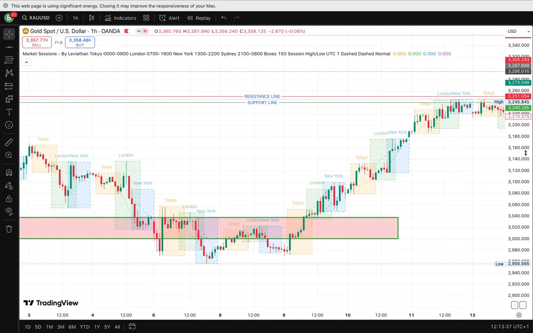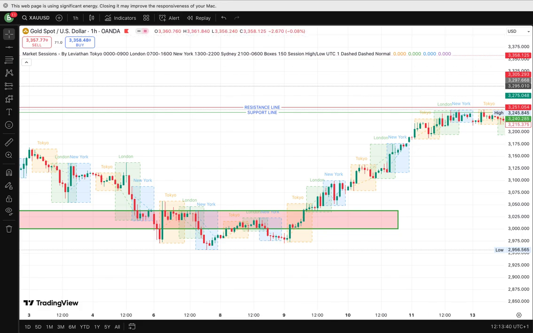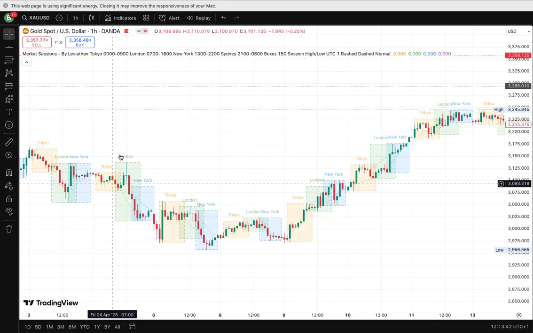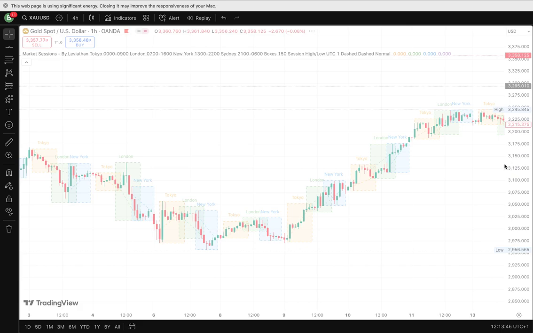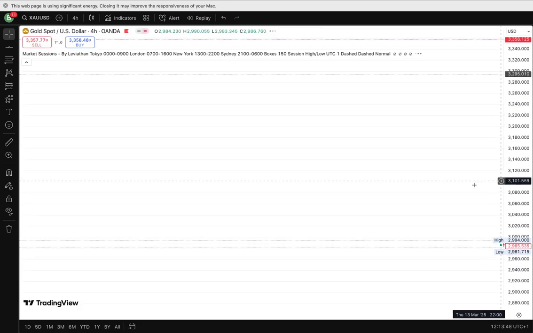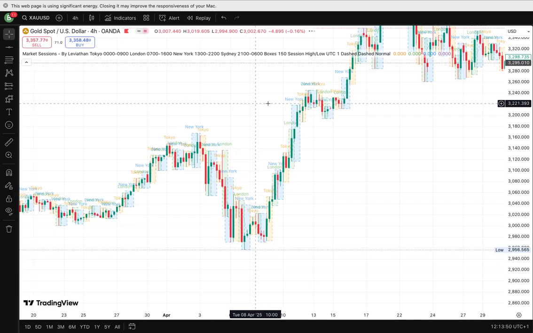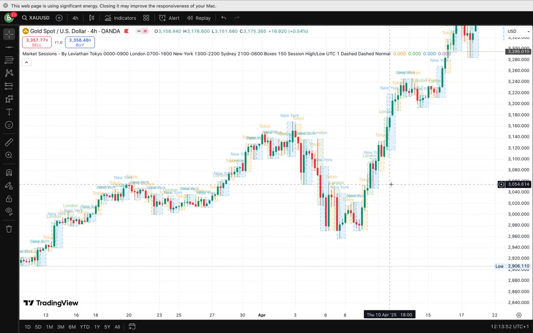Okay, so that is for the uptrend. Now let's go to the lower time frame. I want to delete everything I have again. Go to the higher time frame, 4 hour. I'm using 4 hours now because anybody can use it. You can use any time frame you like, but I'll go with 4 hour.